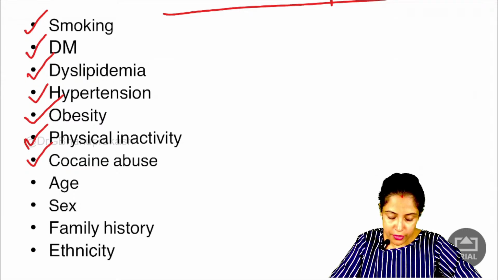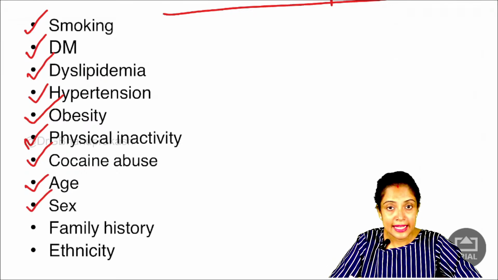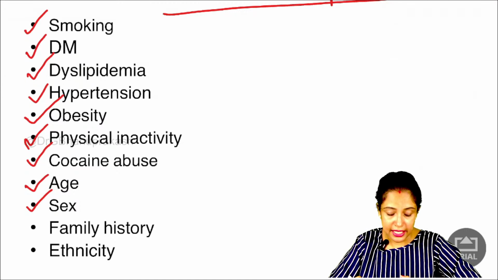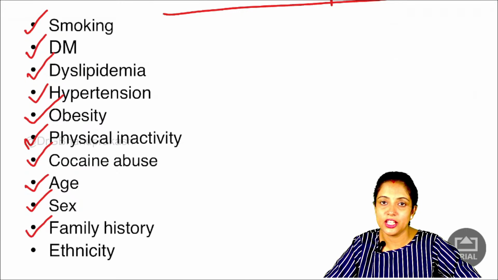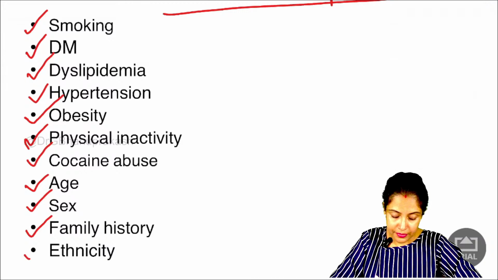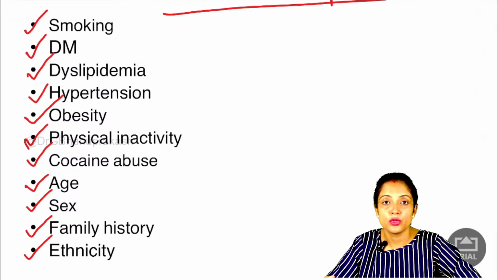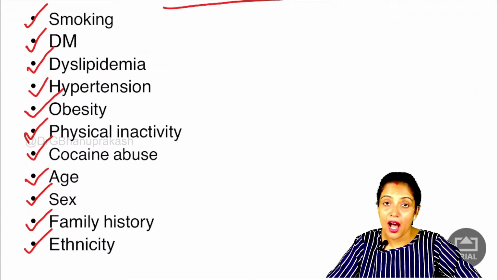Among the non-modifiable risk factors is age, an important factor for coronary artery disease. Male sex: males are more prone to develop CAD. Positive family history, especially in a first degree relative: if there is a history of premature coronary artery disease, then the patient also will have an increased risk of CAD. Ethnicity: certain groups of people, for example blacks or whites, are more prone to develop CAD than other ethnic groups.